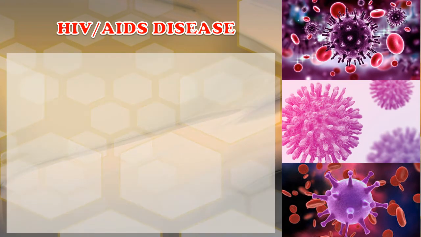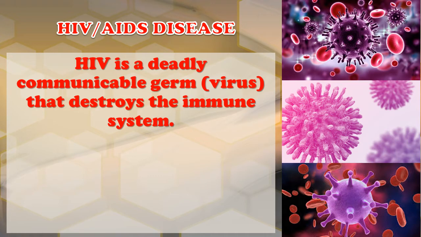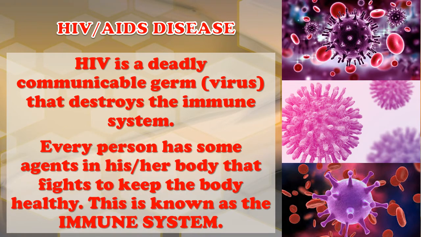What is HIV? HIV is a deadly communicable virus that destroys the immune system. All of us, me and you, have some agents in our body that fight to keep the body healthy. This agent in our body is what we call the immune system. That immune system needs to be in order, because its function is to fight to keep the body healthy.